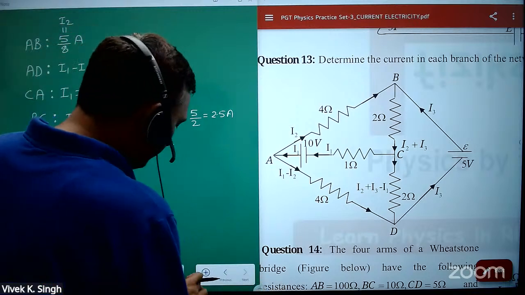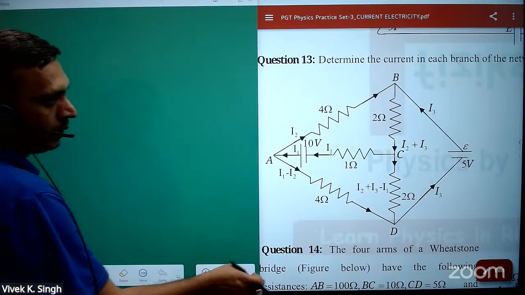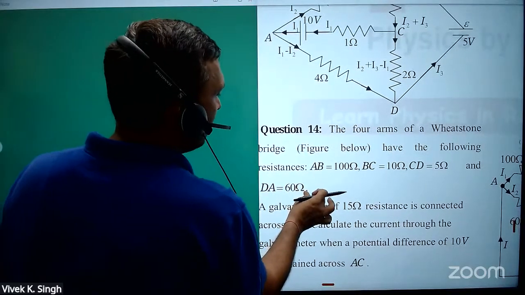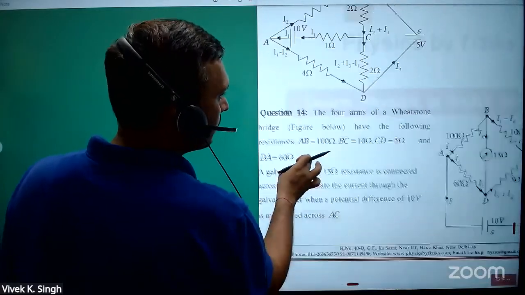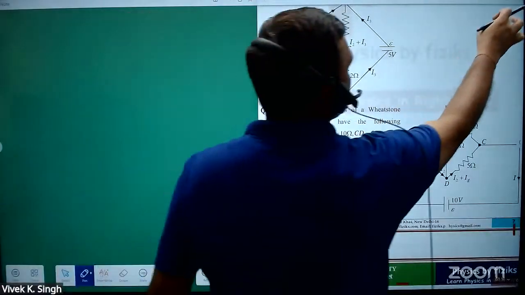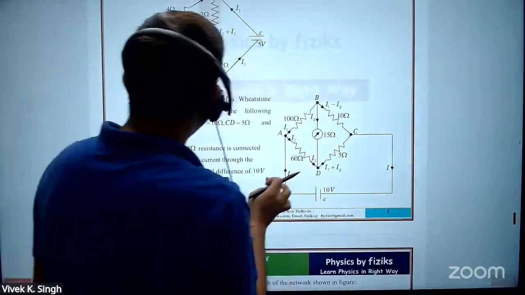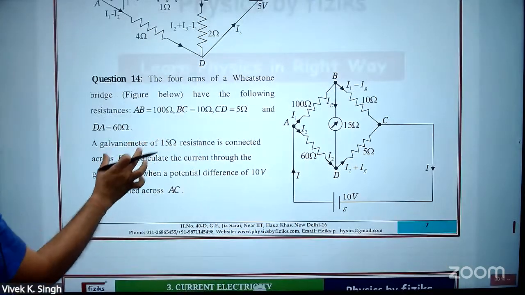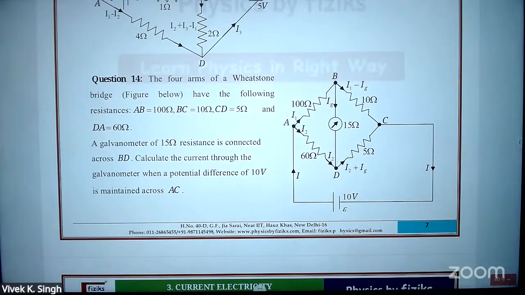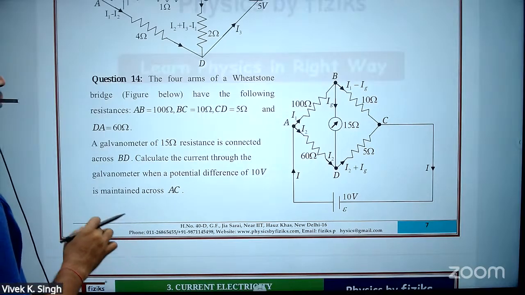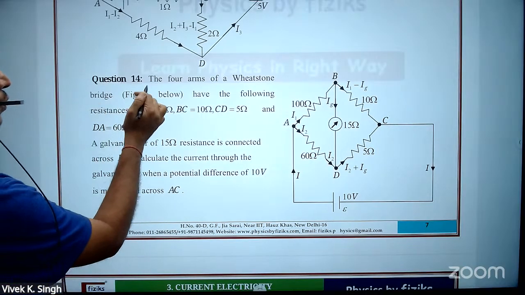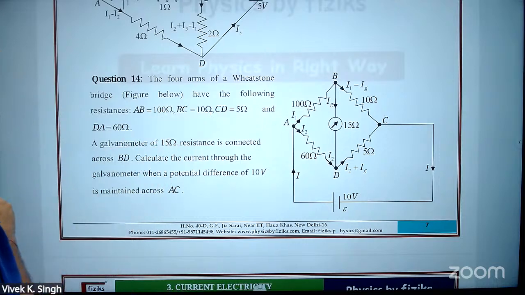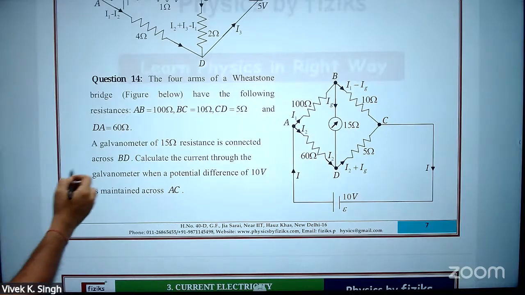Now I will see the next question. Let us first see this particular question. First note down the question. It's based on the Wheatstone bridge circuit. The 4 arms of a Wheatstone bridge have the following resistances. This is given.